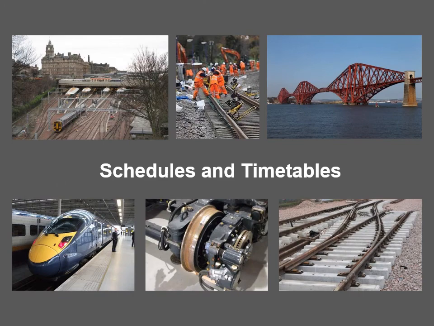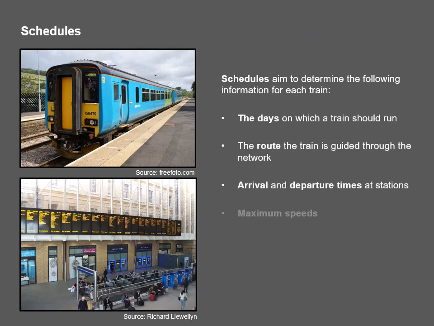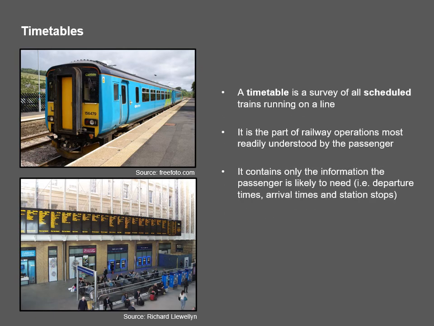So we're now going to have a look at schedules and timetables. Schedules aim to determine the following information for each train: the days on which the train should run, the route the train is guided through the network, the arrival and departure times, and the maximum speeds. A timetable is a survey of all scheduled trains running on a line. It's the part of the railway operation that's most readily understood by the passenger, and it only contains information the passenger is likely to need, e.g. departure times, arrival times, and station stops.